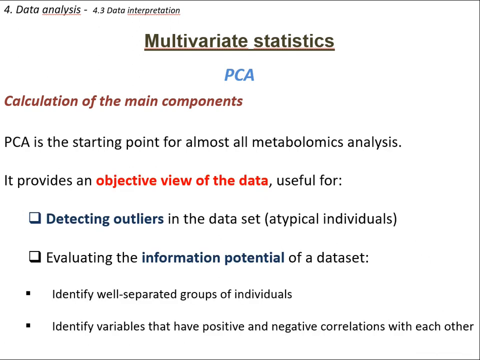So principal component analysis is a very interesting starting point for almost all metabolomics analysis. It provides you with an objective view of your data. You can detect outliers, atypical individuals. You can evaluate the information potential of the data set. If you identify well-separated groups of individuals, as was the case in the previous slide, it means you have a lot of information to grab from this data set. You can also very quickly identify the variables that have a positive or negative effect on a given class of samples.